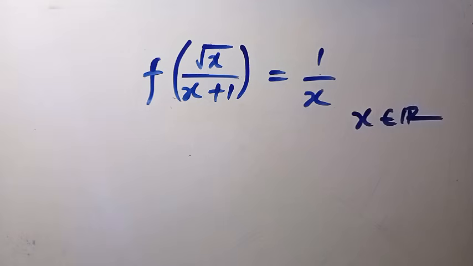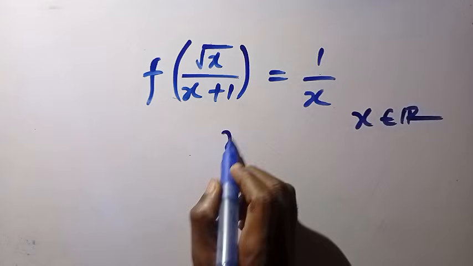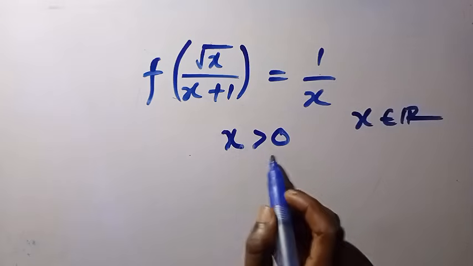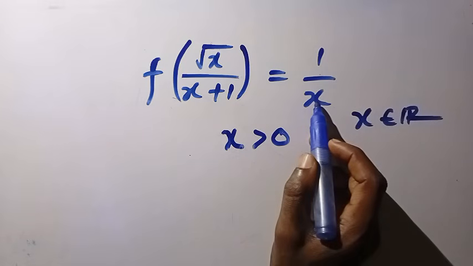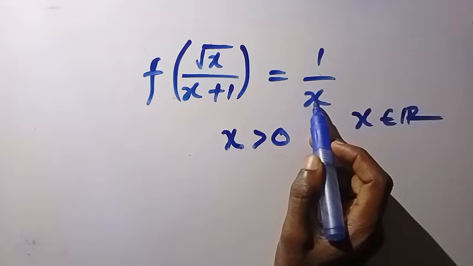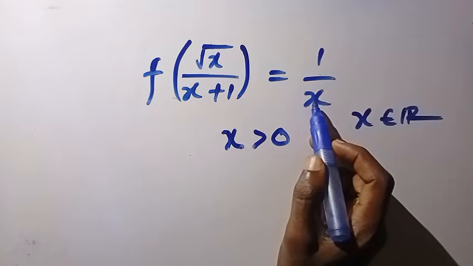But we are not in complex space, which means the x here can never be negative. First, we have x greater than 0. Why is it not equal to 0? Because of this x at the denominator. If it is equal to 0, we have an undefined value at this point.